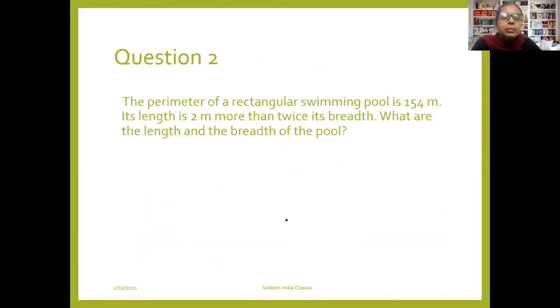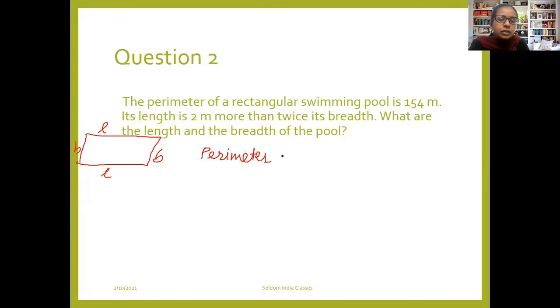The question is, the perimeter of a rectangular swimming pool is 154 meter. Its length is 2 meter more than twice its breadth. What are the length and breadth of the pool? Now, for a rectangle, we have two lengths and two breadths. Okay, and the formula to calculate perimeter is twice of L plus B.